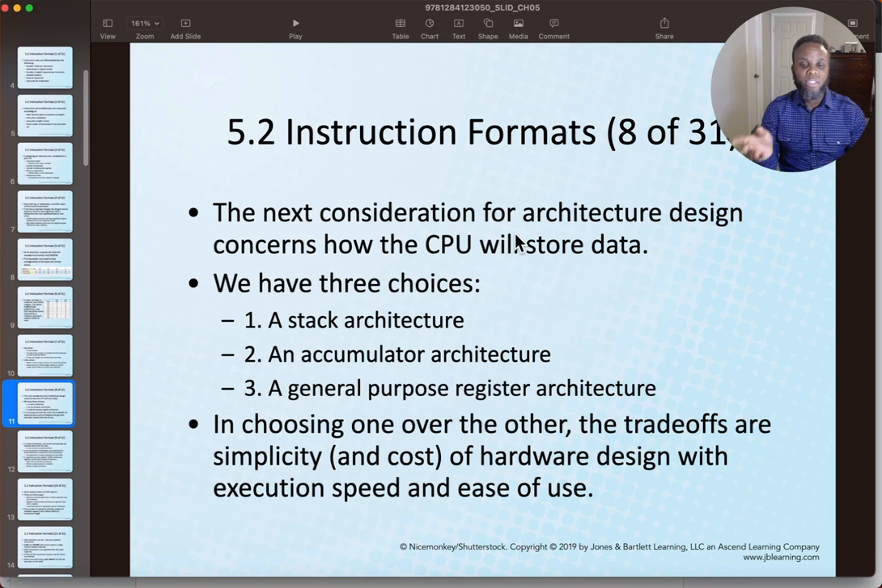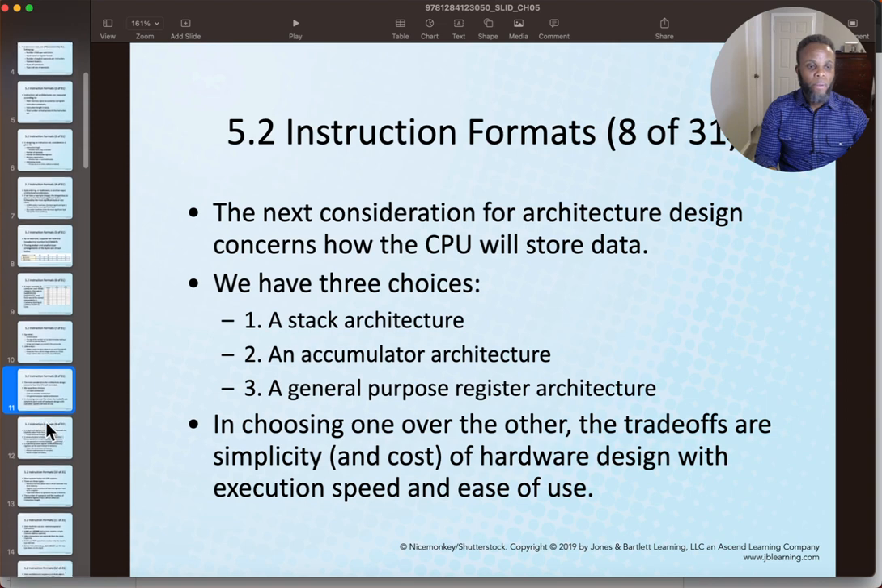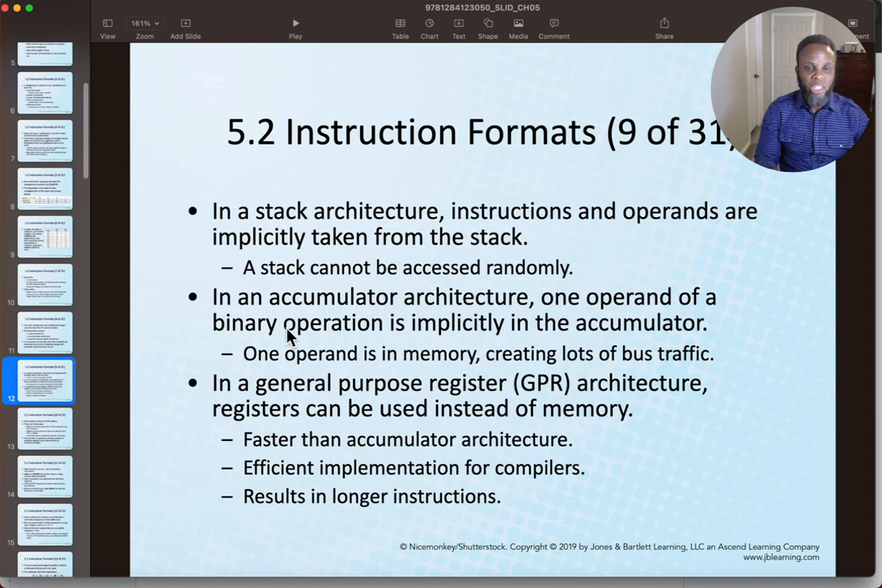There are 3 choices. There's the stack. You are all computer science students, you've probably heard of the stack, one of the very important data structures in computer science. A stack is used, an accumulator is used, and general purpose registers are used. This last one is what is mostly used in computers today. A stack has limitations because you have to put and pop in a stack. Accumulator architecture has limitations as well. General purpose registers are the most flexible, but again, each of them has trade-offs in terms of their usage.